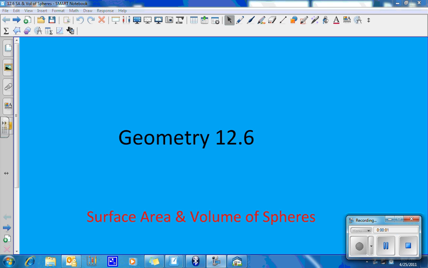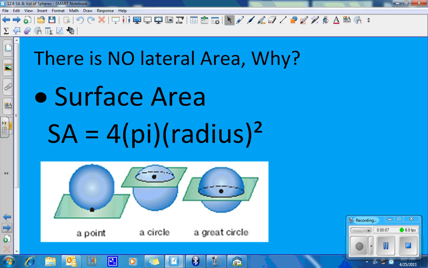Geometry in 12.6, we're dealing with surface area and volume of spheres. There is no lateral area in a sphere because there's no straight edges. Depending on your book, it depends on what they call lateral area. In this book, we talk about lateral area being of straight edges, the edges around a figure. And since a sphere is a complete circle, one piece, it has no lateral area.